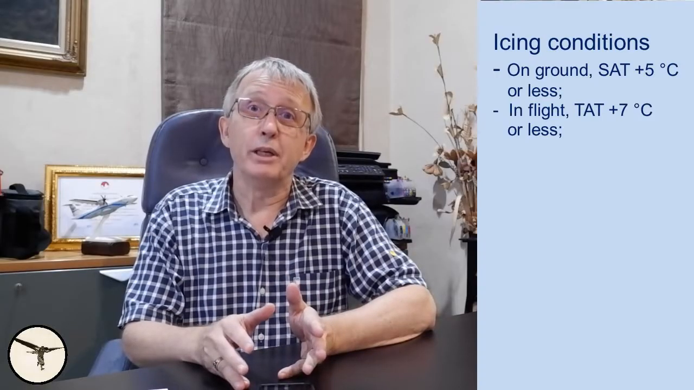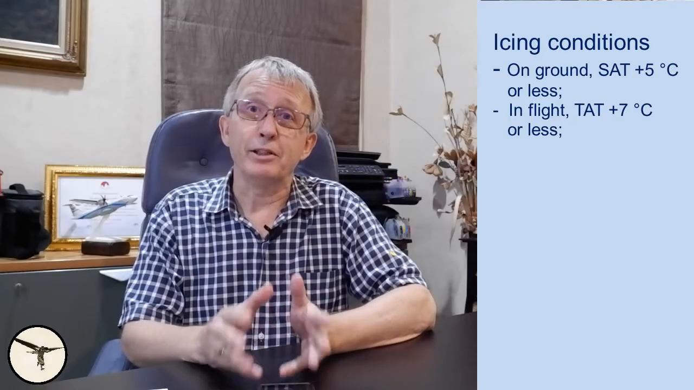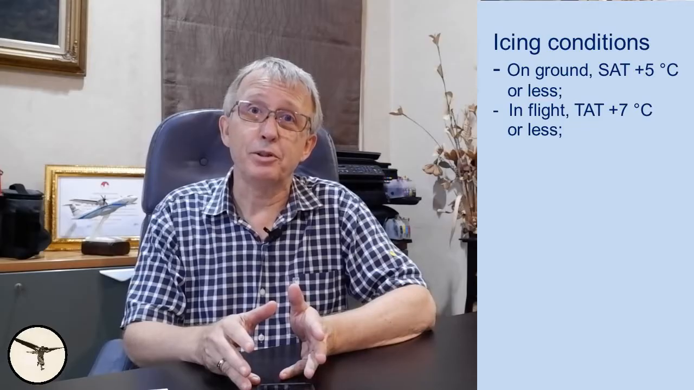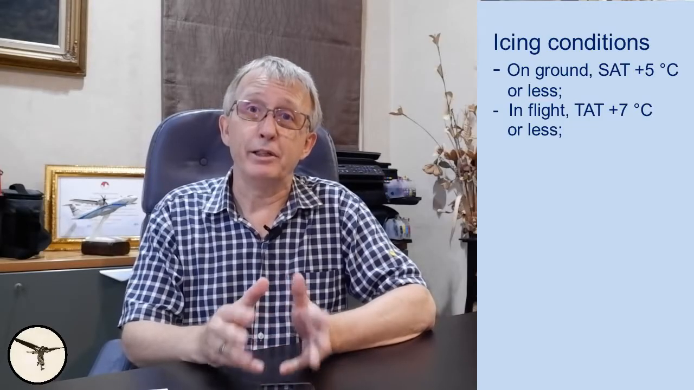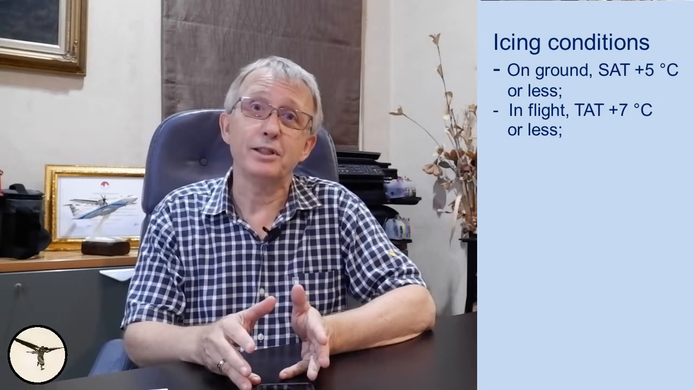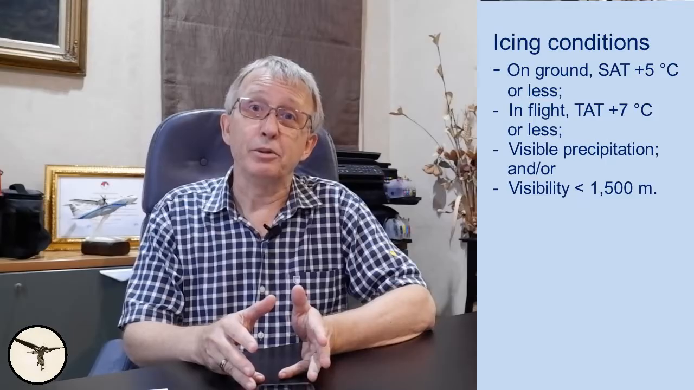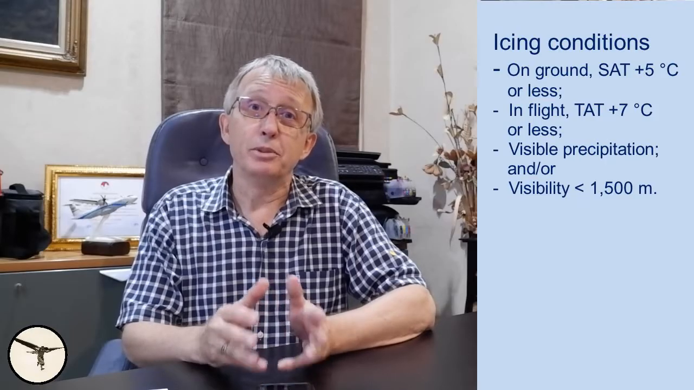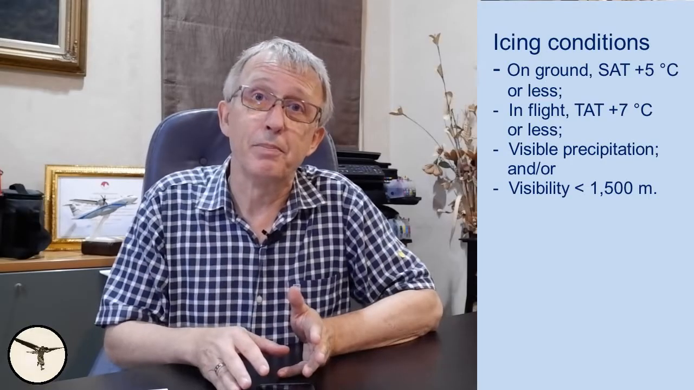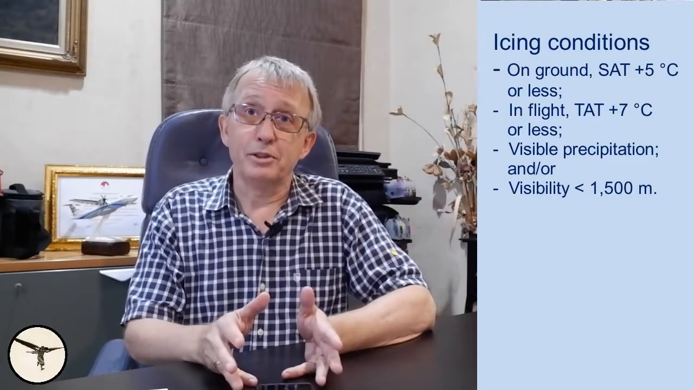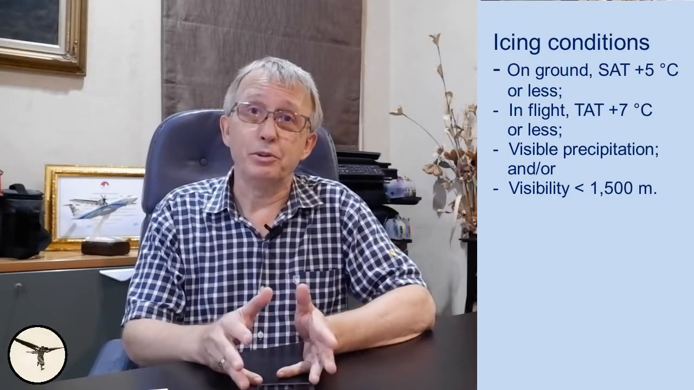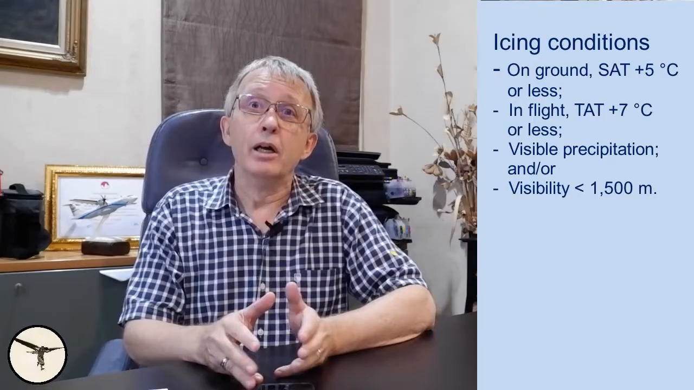ATR defines atmospheric icing conditions as the following. On ground, when SAT, static air temperature, is plus 5 degrees Celsius or less, and in flight when TAT, total air temperature, is plus 7 degrees Celsius or less, and visible precipitation and or visibility must be less than 1500 meters. When I talk about temperatures, I will always use degrees Celsius.